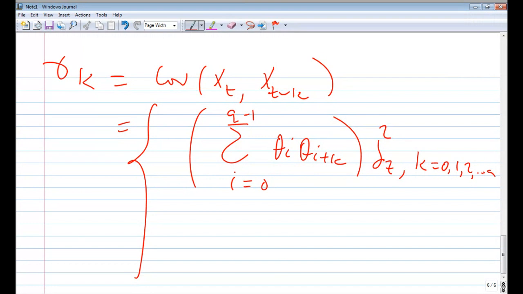Now, if you substitute your k by 0 here, you are going to have the summation of theta I squared, I ranging from 0 to q minus 1, which is the same as gamma 0 up there. If you substitute by 1, you're going to have theta I theta I plus 1, which is the same as gamma 1. By 2, theta I plus 2, which is the same as gamma 2, and so on. So that means it's covered.